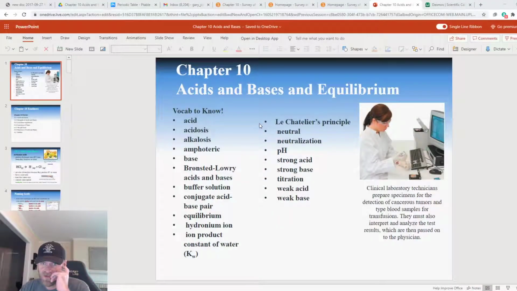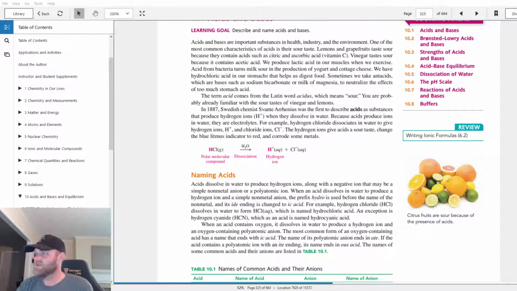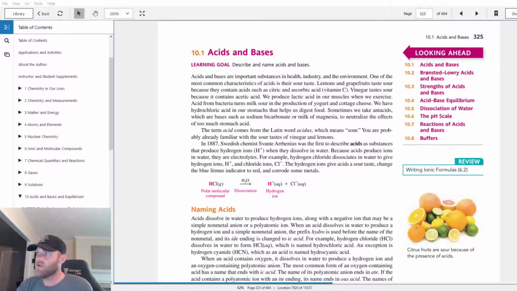I have to post this PowerPoint. I'm going to kind of follow through it. Sometimes I'll use the text, sometimes I'll use the PowerPoint. It's chapter 10 in your text: acids, bases, and equilibrium. Okay? And so there's several definitions for acids.